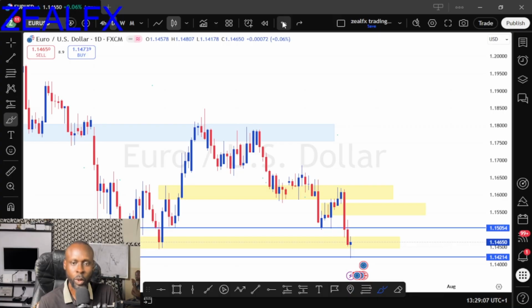Then we also need to confirm this trend. We can't just rush in because price tested that particular level. We have to confirm from the higher time frame, if the higher time frame supports the Euro USD dropping to the downside, before making a decision to sell the Euro USD.